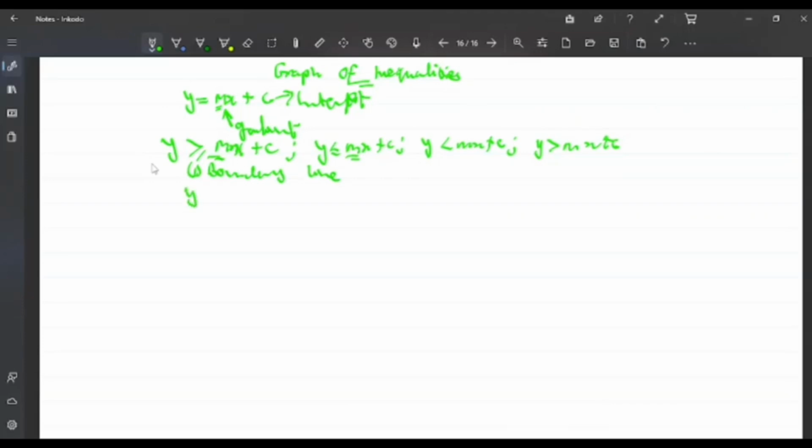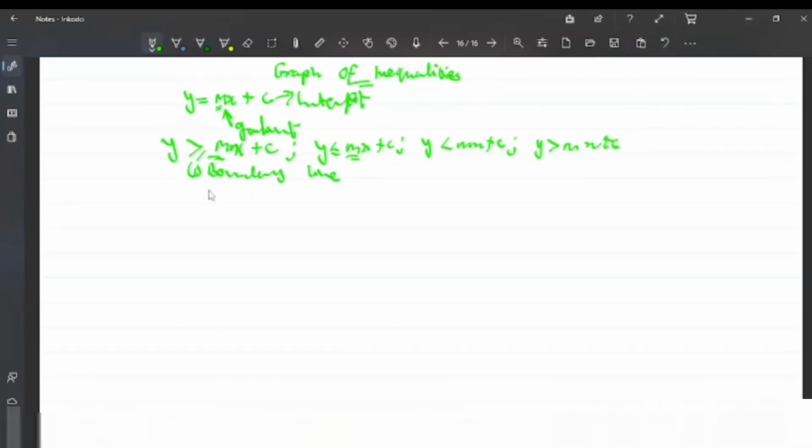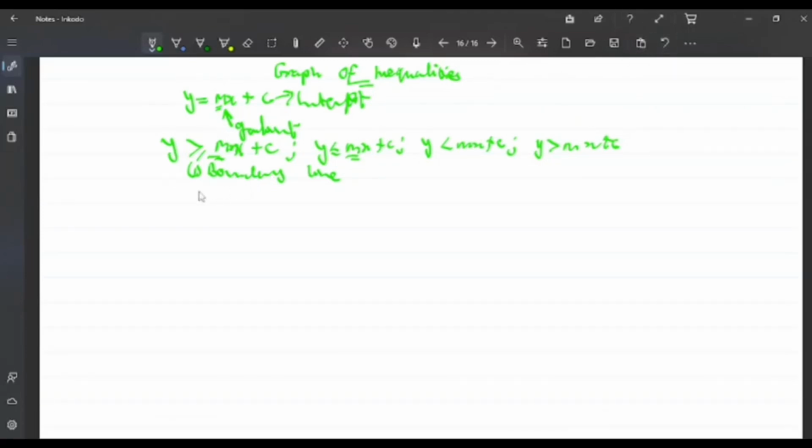For example, if we're given y greater than or equal to, say, I'm going to change that because I want something that is not straightforward. Maybe we have y plus 2x greater than or equal to 14, for example. The first thing you want to do is to find the boundary point so as to draw the boundary line. How do you do that?